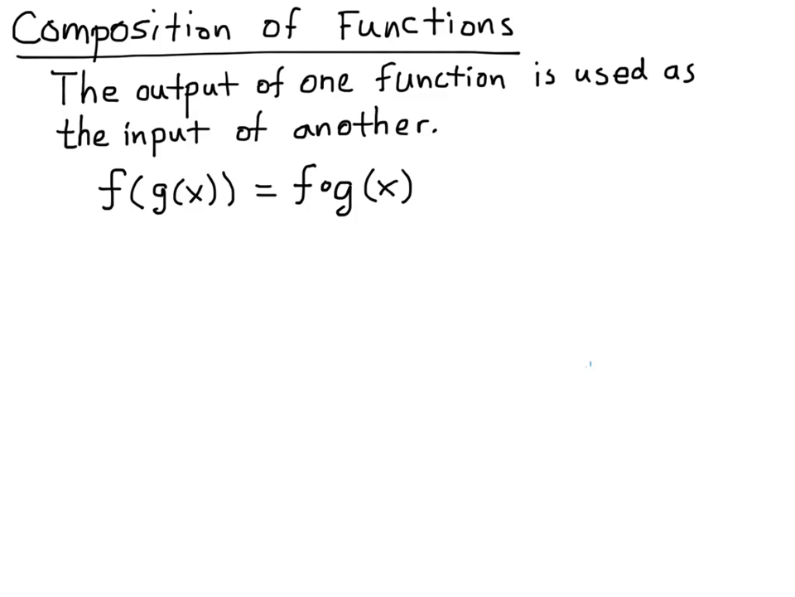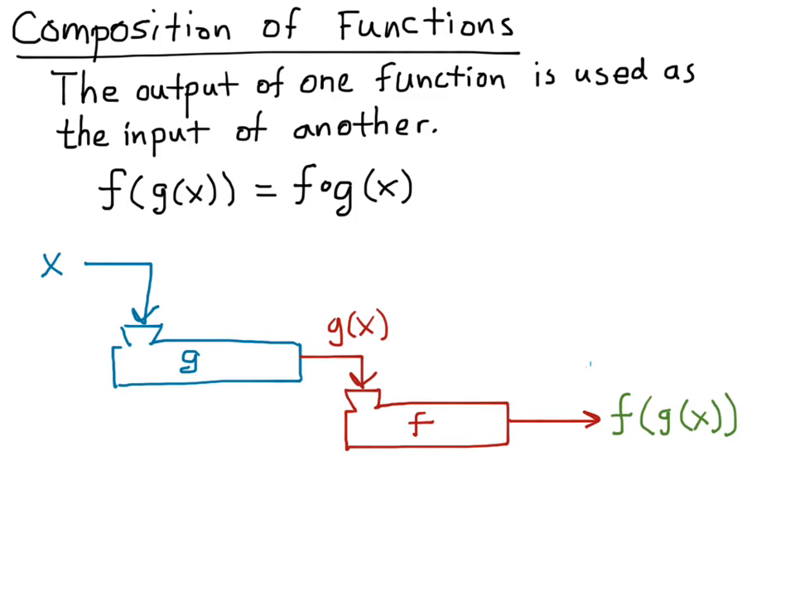Okay, so if I were to make an illustration of a machine, if my machine changes my x to g of x, I'm going to put my x through this machine, take the output of that, put this through this machine, and we get out the composition like this.